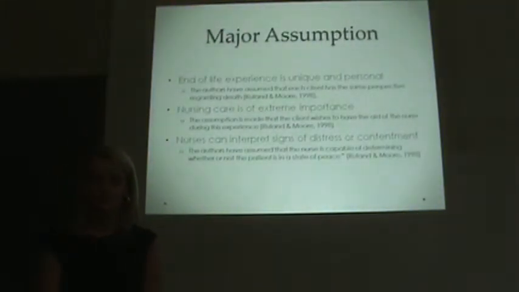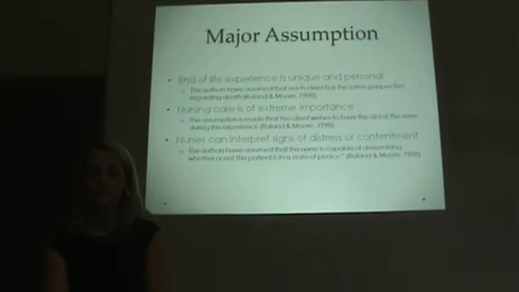Major assumptions. There are 3 major assumptions that are noted within this theory. The first one being that the end-of-life experience is unique and personal to the patient. The authors have assumed that each patient has the same perspective regarding death. The next assumption is that nursing care is of extreme importance. They assume that the client wishes to have the aid of the nurse during the experience. The third assumption is the nurse can interpret the signs or symptoms of distress or discontentment or contentment.